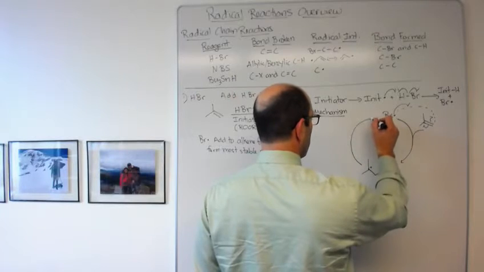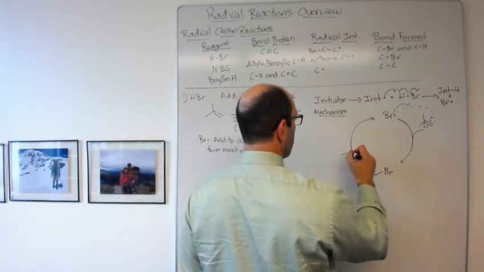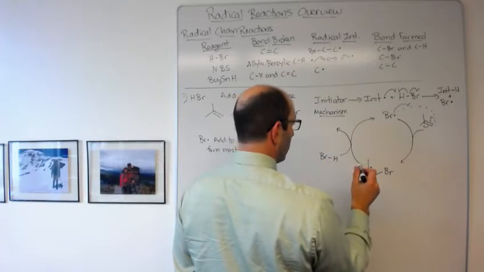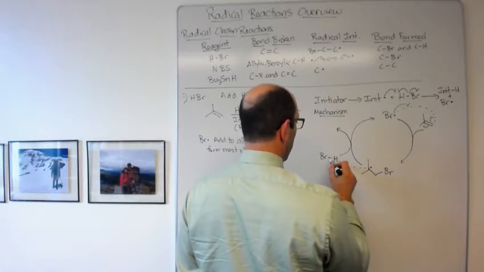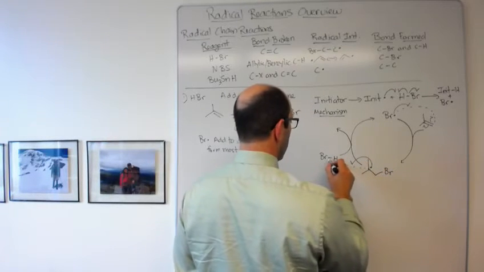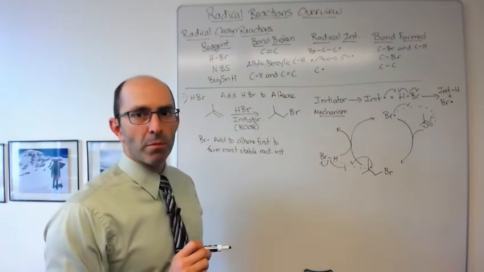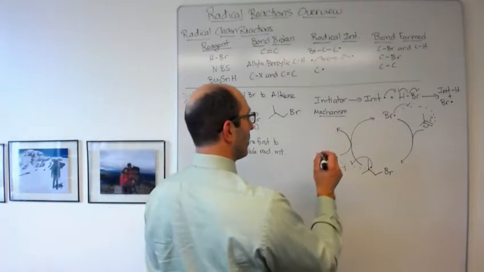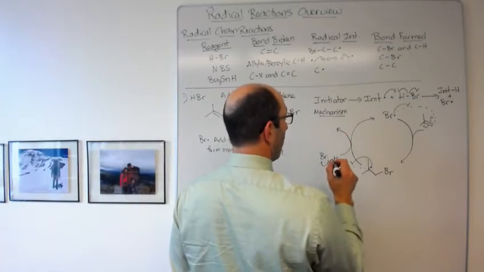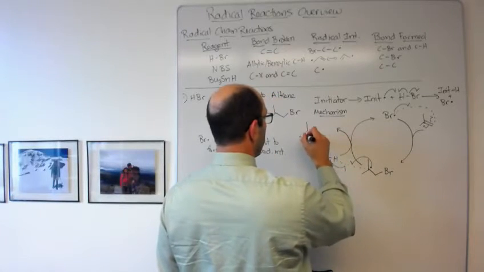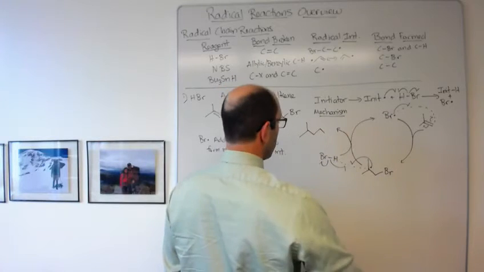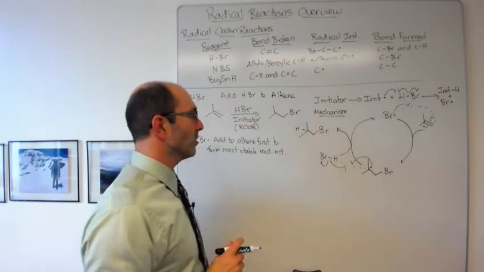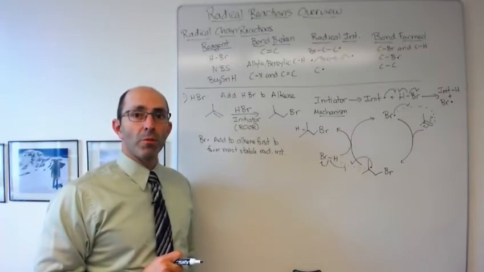And then we can regenerate our chain propagating radical and generate the product if we react that carbon radical with HBr. So we're going to form that bond. And again, we're using single-headed arrows to indicate single electron movement, not two electron movement. That's the key difference with polar reactions versus radical reactions. And so that will regenerate our chain propagating radical and give us the product. So that's just a generic HBr reaction with an alkene.